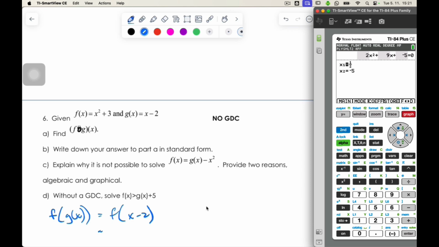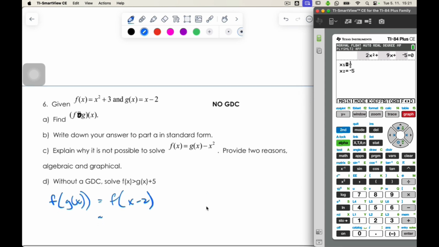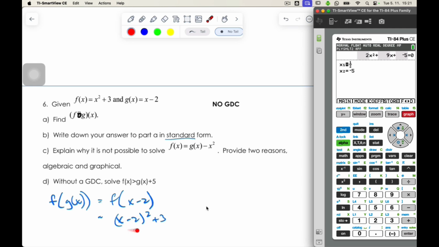And then I know that this here is my x value. It goes in for x. So it's x minus 2 squared plus 3. And it wants to put it in standard form. Before I go to standard form, a quick review. This (2, 3) is the vertex. It's been shifted to the right 2 and up 3.